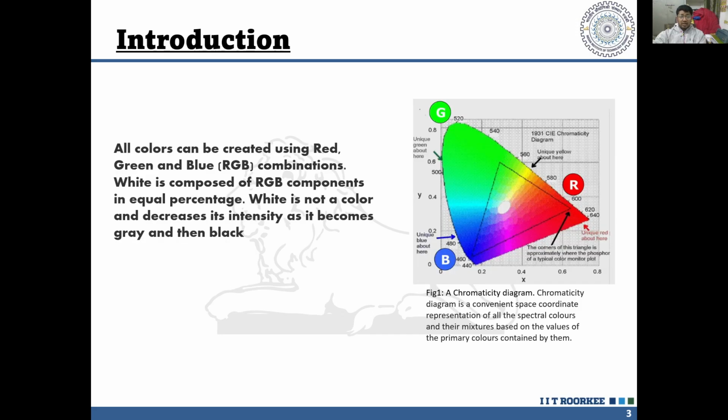Introduction. All colors can be created using red, green and blue combination. White is composed of RGB components in equal percentage. White is not a color and decreases its intensity as it becomes gray and then black.